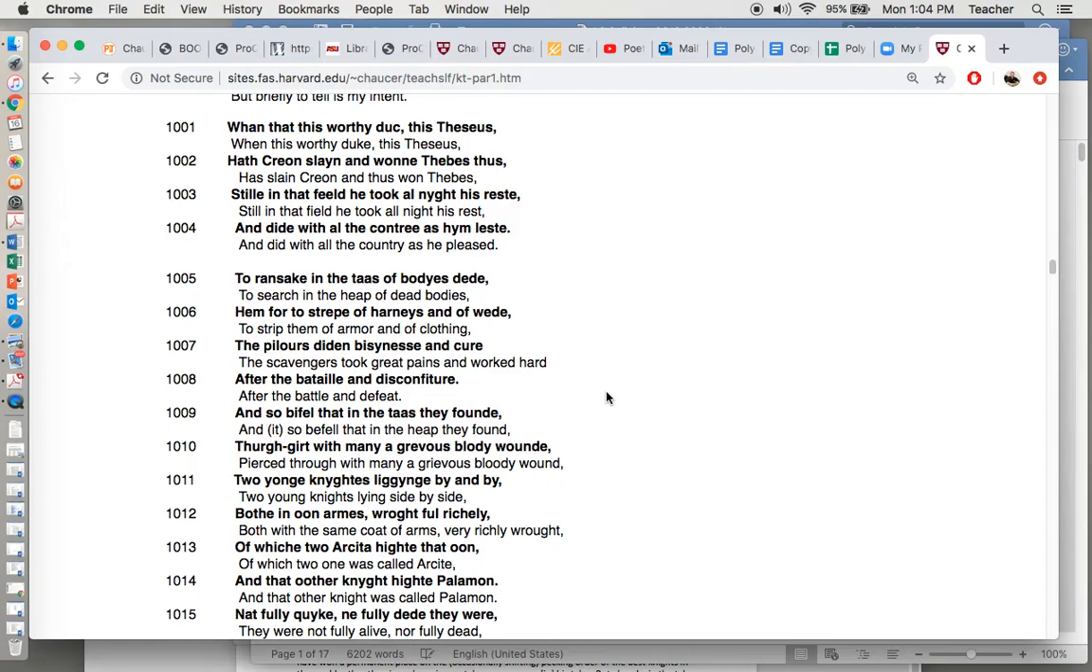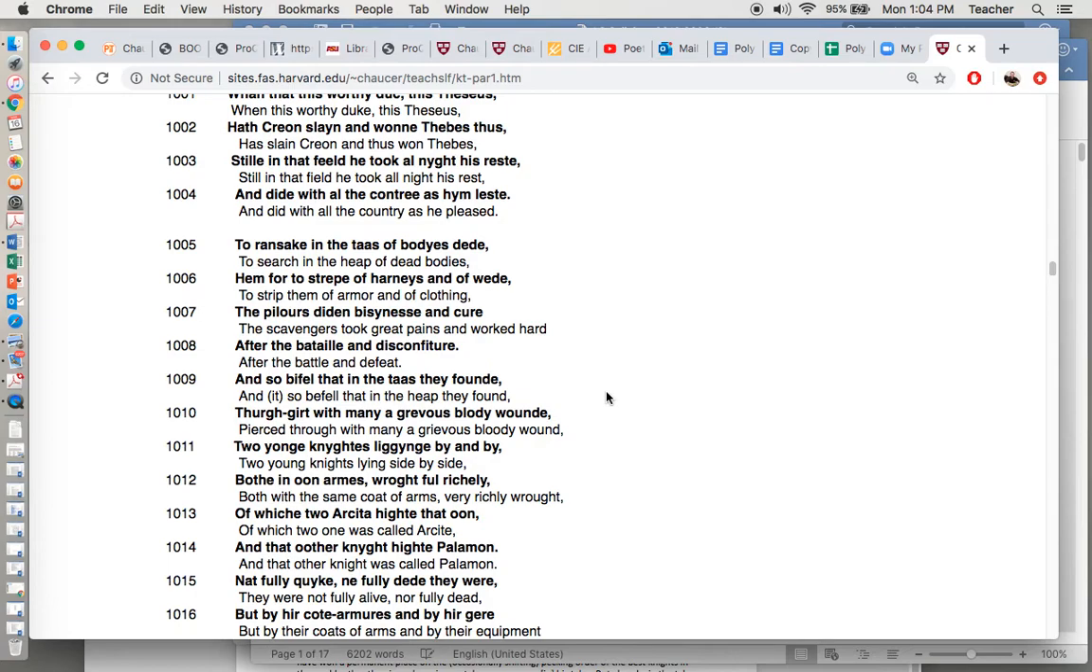When that this worthy Duke, this Theseus, hath Creon slain, and won Thebes thus, still in the field he took all night his rest, and did with all the country as him lest. To ransack in the tas of bodies dead, them for to strip of harness and of weed, the pillers did in business and cure, after the battle and discomfiture. So happened that in the tas they found, through-girt with many a grievous bloody wound, two young knights lying by and by, both in one armor wrought full richly, of which two Arcita hight that one, and that other knight hight Palamon.